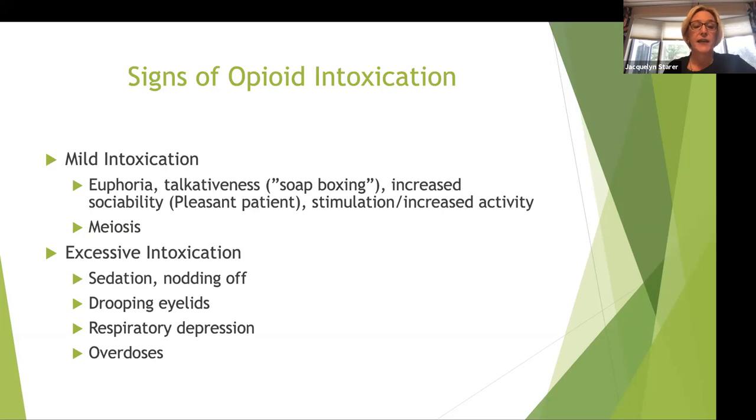With excessive intoxication, you get the more classic symptoms: the patient might be sedated or nodding off, their eyelids might be drooping, their respiratory rate may be depressed. And of course, if anyone experiences some sort of overdose during their pregnancy, that's certainly a major red flag.